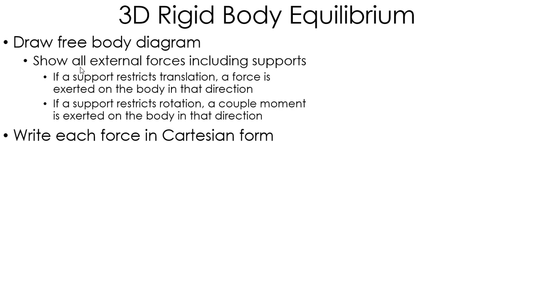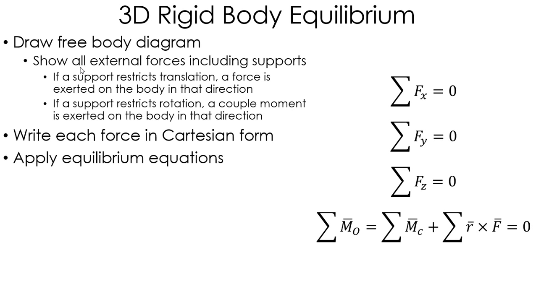Once you have all the forces drawn on the body, since we're in 3 dimensions, go ahead and write each force into Cartesian form. So you have all the x, y, z components of each force. Once you get that, then you go ahead and apply your equilibrium equations. Now we're going to have the sum of the forces in the x, the sum of the forces in the y, and the sum of the forces in the z all equal to 0, just like we did with 3D particle equilibrium.